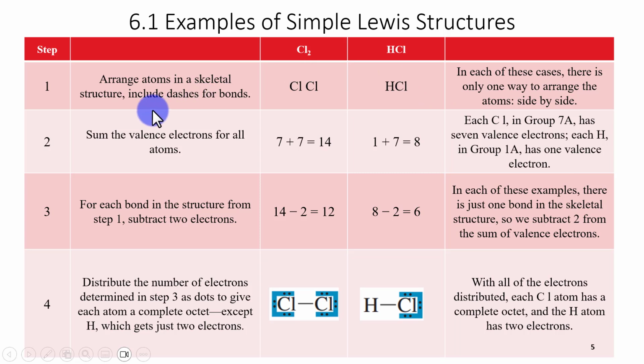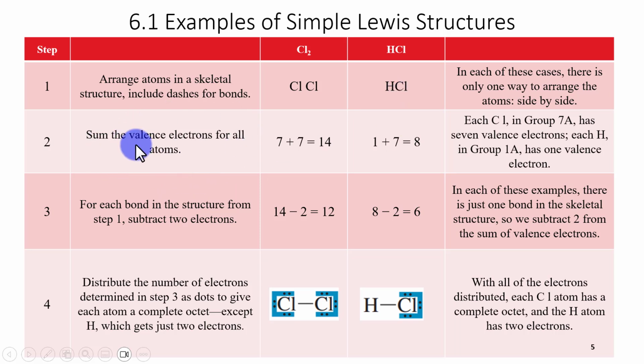So let's take a look at some examples here. Here's my molecule, Cl2. Well, let's first arrange the symbols. We have 2 chlorines, so we write 2 Cls side by side. Over here, we have HCl. We have a hydrogen and a chlorine, so we write them side by side. There's only one way to arrange these because these are diatomic molecules. Then we can put a dash in between the chlorines and between the hydrogen and the chlorine.